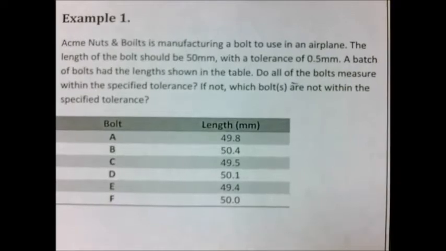In example 1 we've got a company called Acme Nuts and Bolts, and they manufacture bolts to use in an airplane. The length of the bolt should be 50 millimeters with a tolerance of 0.5 millimeters. A batch of those bolts have the lengths shown in the table. Do all the bolts measure within the specified tolerance? If not, which bolts are not within the specified tolerance?